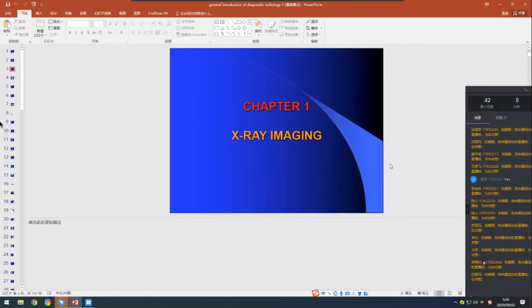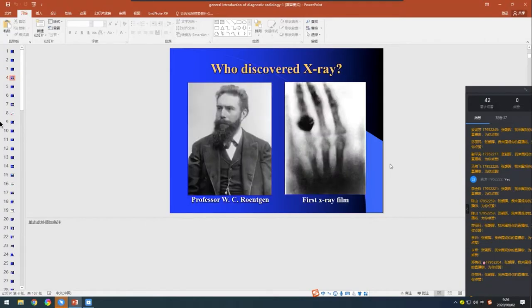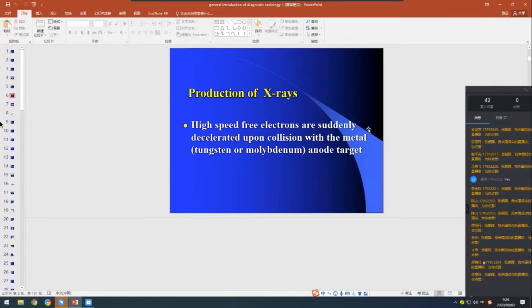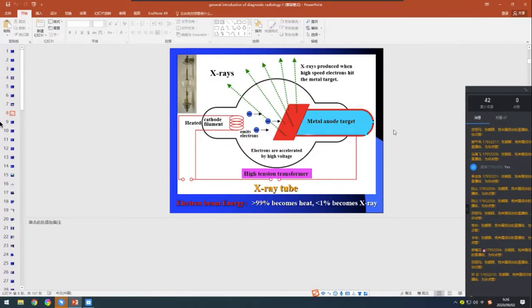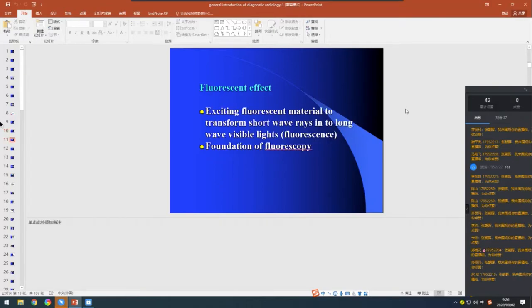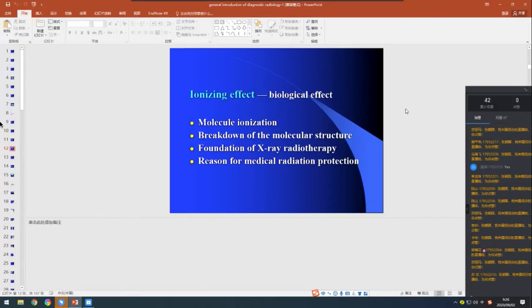Okay, let's make a brief summary for today's class. Today we talk about X-ray imaging and the part of CT imaging. In X-ray imaging, you have to know who discovered X-ray. And you should know what X-ray is: it's high energy electromagnetic radiation. You also should know the characteristics of X-ray: it has a penetrating effect, photosensitivity, fluorescence effect, and ionizing effect.